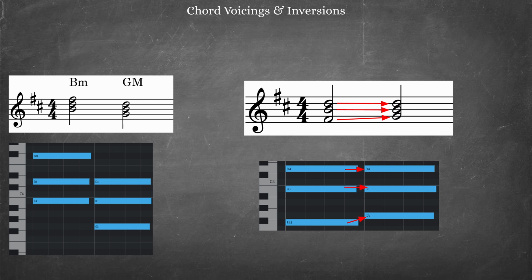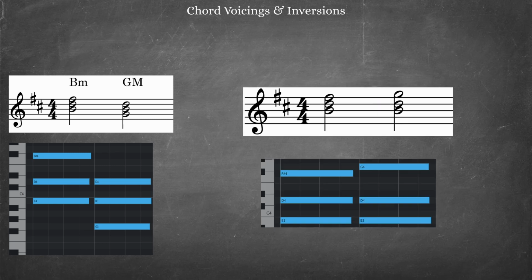I could instead move the G from chord 2 up the octave and create a similar smooth voice leading between chords. With this configuration, the first chord stays in root position, and the second chord is now in first inversion. To make this voicing more pianistic, I'll spread the notes over the left and right hands.